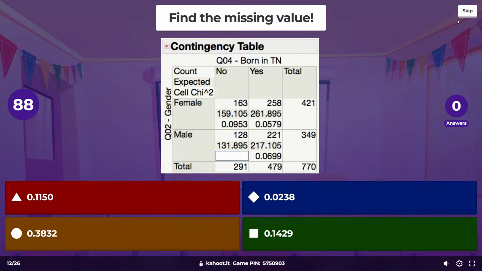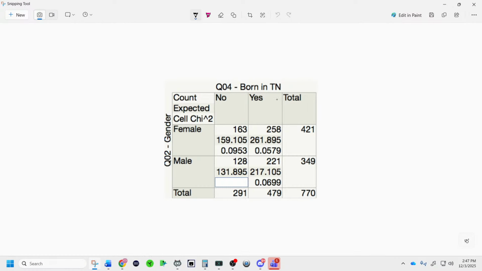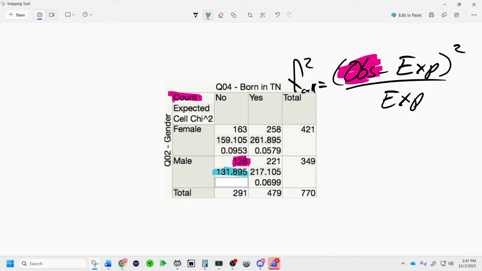What do we got? You are missing a cell chi-squared. Go to the formula sheet. On the formula sheet, the formula for the cell chi-squared is observed minus expected quantity squared over expected, and this is equal to a chi-squared of a cell. So you have to take the observed value, which is this. This is the same thing as count, a synonymous word. Then you take the expected value, which is that, and you have to divide by the expected here.